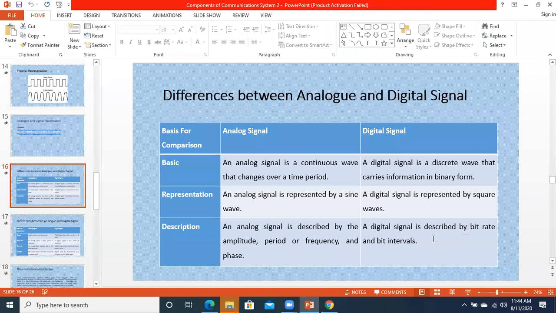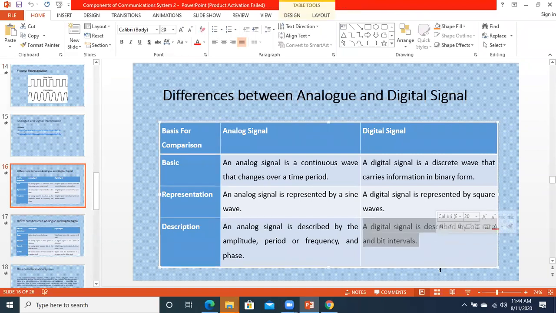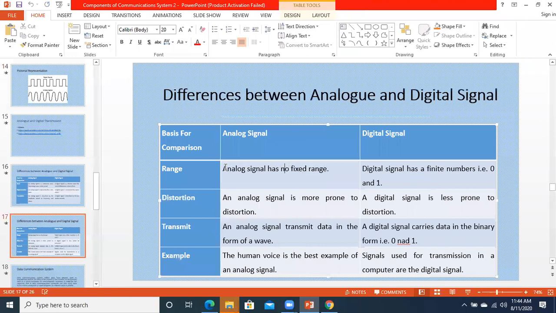But what happens in the digital wave? In the digital wave, discrete bits are there, and the rate is measured in bits per second. Bit rate is measured over an interval. Normally, whenever we measure speed, we measure it in bits per second, and those bits define the frequency of the data. The analog wave has no fixed range because variation is there, but in digital data the range is fixed, between the two numbers 0 and 1.